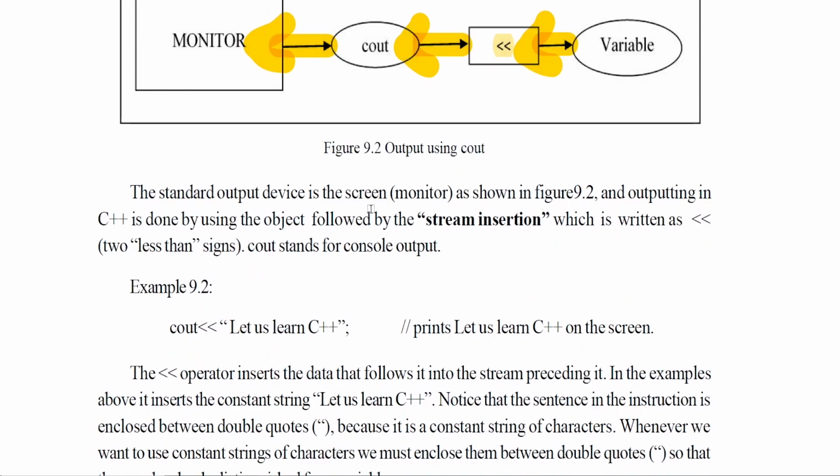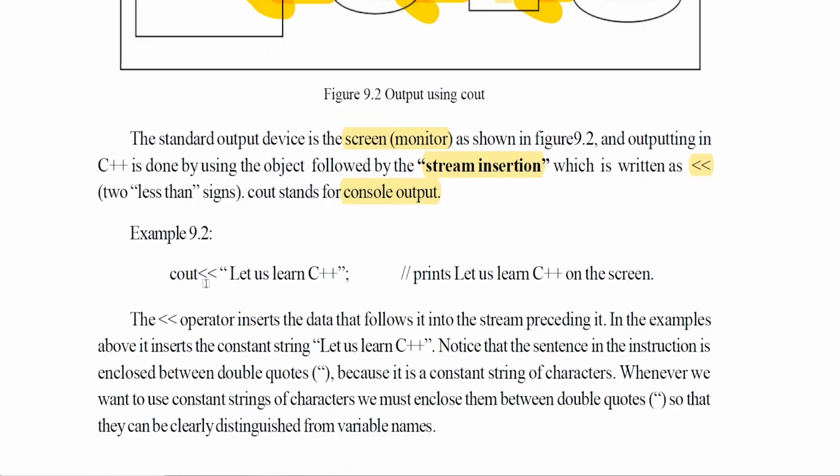The standard output device is normally the screen we are using, and outputting is done by using the object followed by the stream insertion operator. This is the insertion, written as the less than symbol. Cout stands for console output. Now you can see cout: whatever you type between the double quotes is a string. So this string will be inserted on the screen. In a simple way, it appears on the screen. That prints "Let us learn C++".